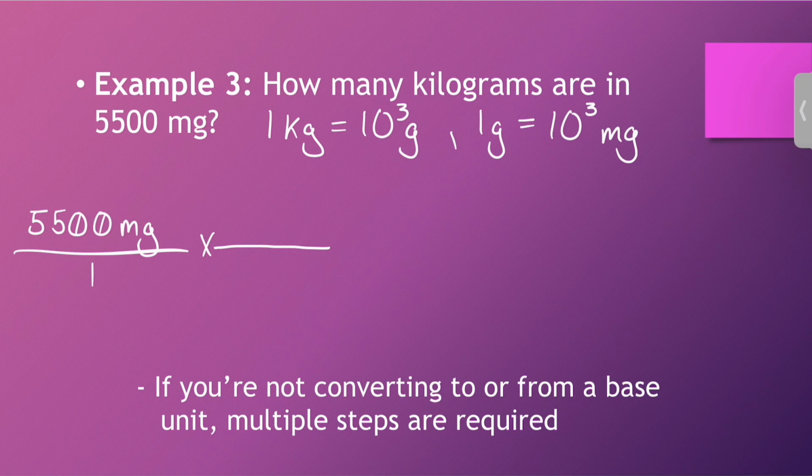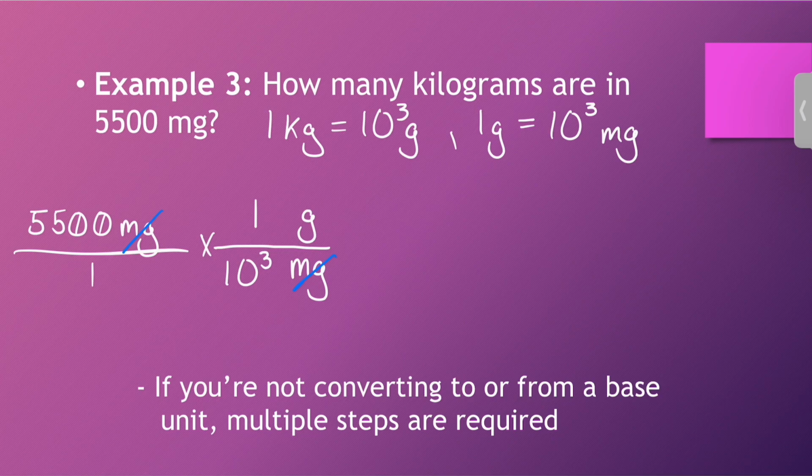Now, the first thing I need to do is I need to convert from my first unit to our base unit. So I first need to use this conversion factor, milligrams to grams. In this case, I have milligrams, so it should go on the bottom. I want to get to the base unit, grams. Milligrams are canceling, so this means my ratio should be 1 over 10 to the third.